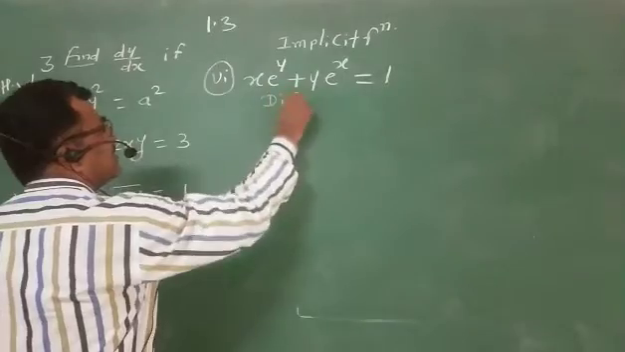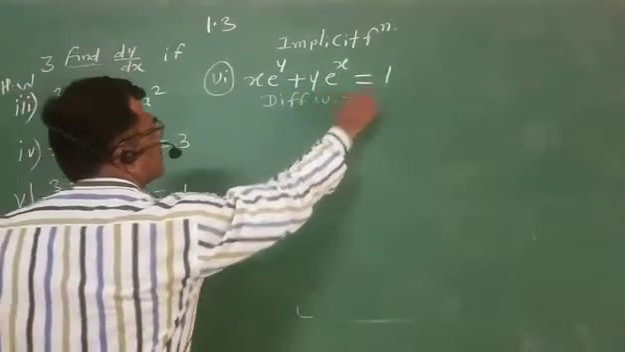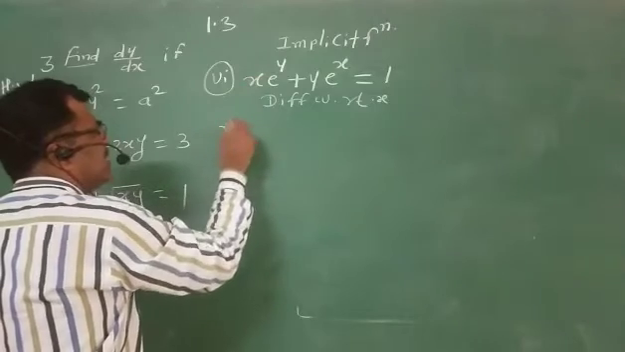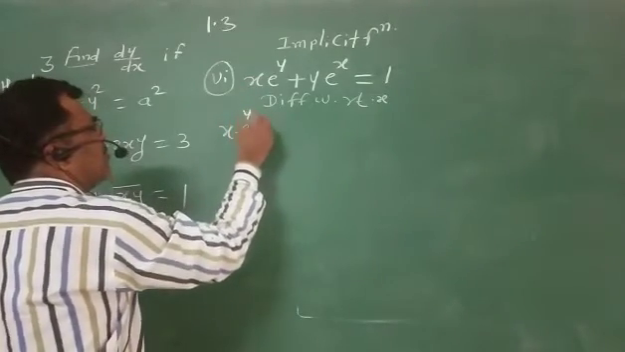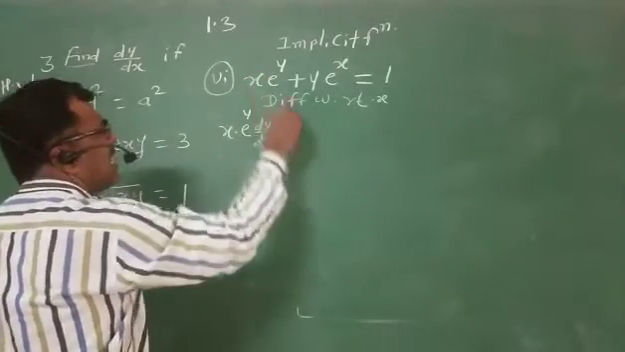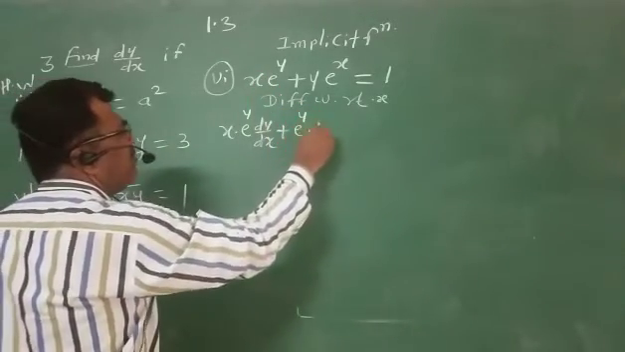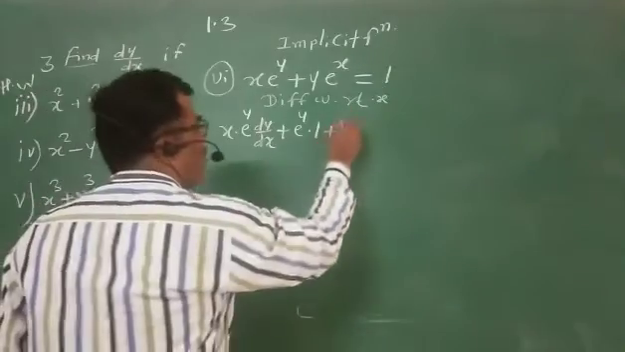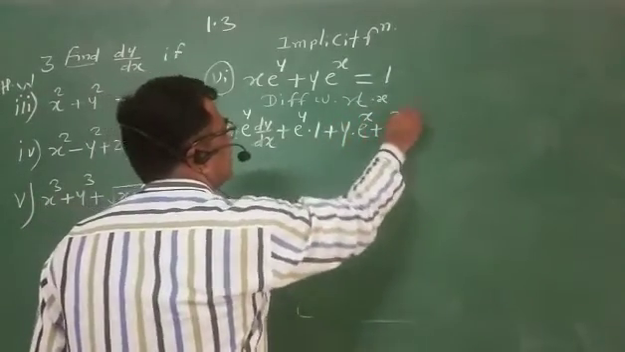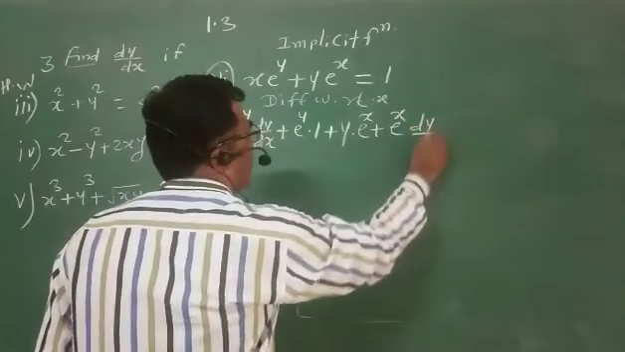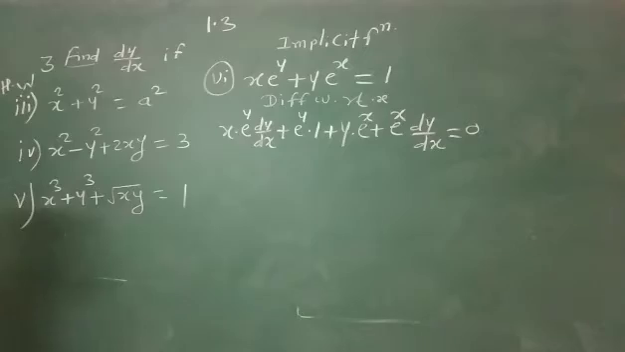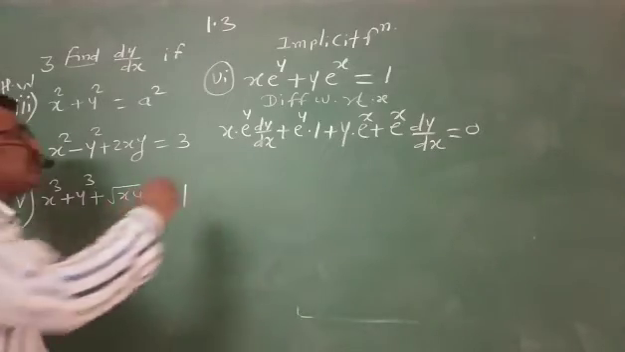Differentiating with respect to x. First as it is, derivative of second, plus second as it is, derivative of first, plus y as it is, derivative of e raised to x, plus e raised to x as it is, derivative of y, equal to 0.